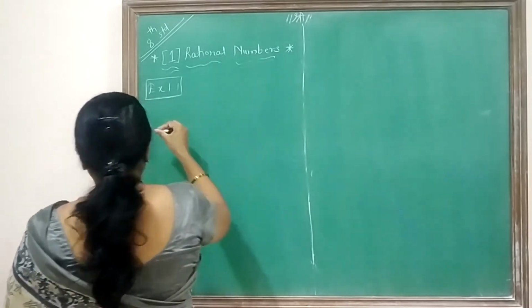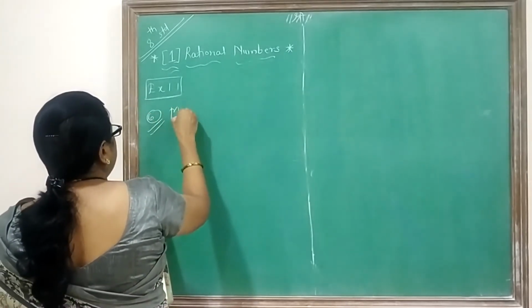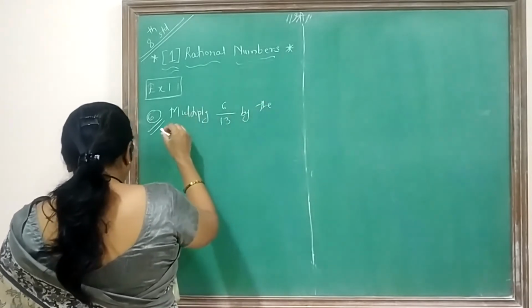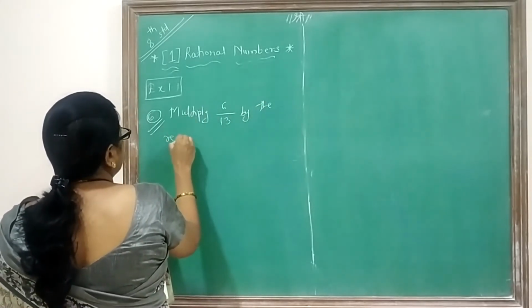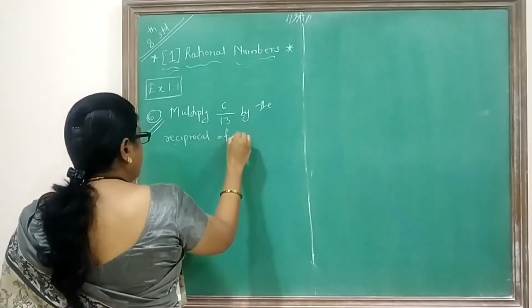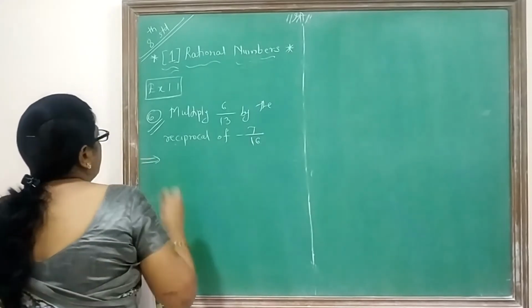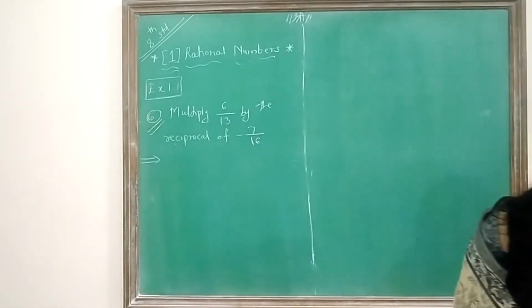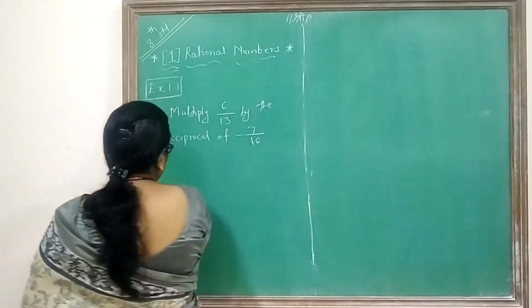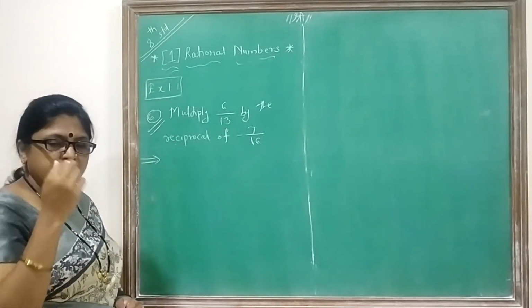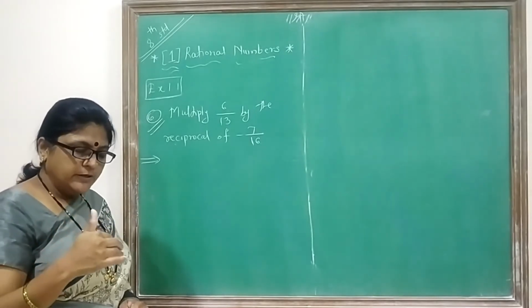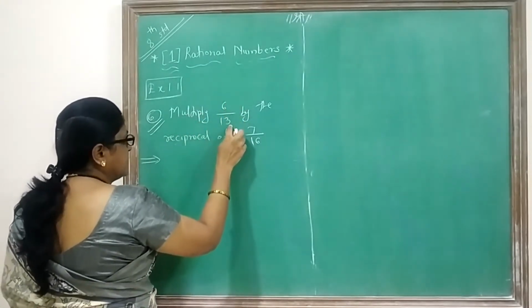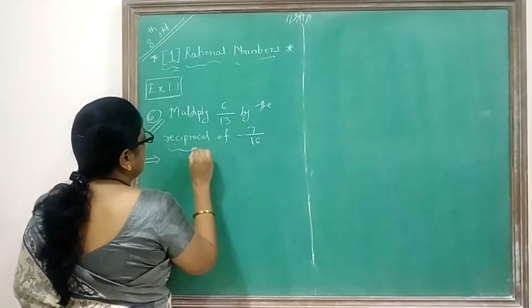Multiply. Sixth example, multiply 6 by 13 by the reciprocal of minus 7 by 16. What is your question? Multiply 6 by 13 by the reciprocal of minus 7 by 16. That means you will multiply by the reciprocal of minus 7 by 16. What is meant by reciprocal? Reciprocal means the denominator goes on the numerator and the numerator goes on the denominator. Then multiply 6 by 13 by the reciprocal of minus 7 by 16.